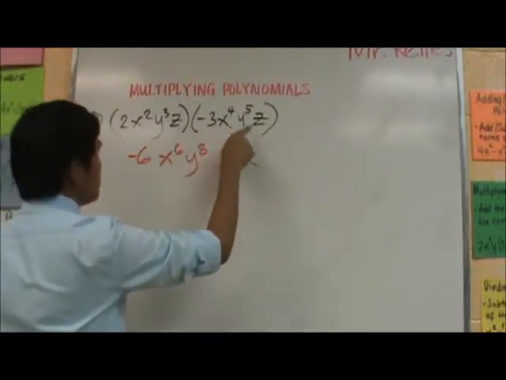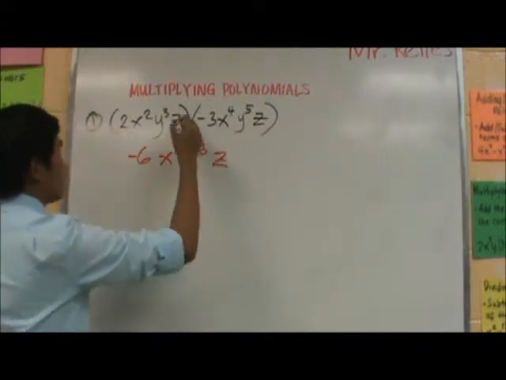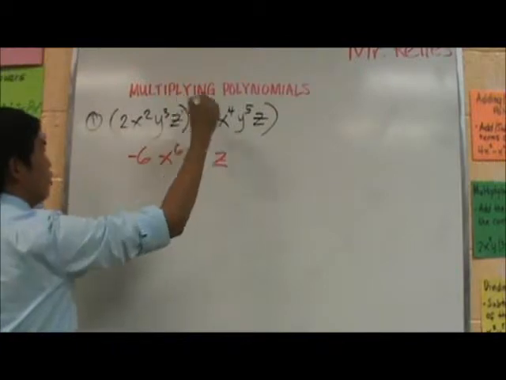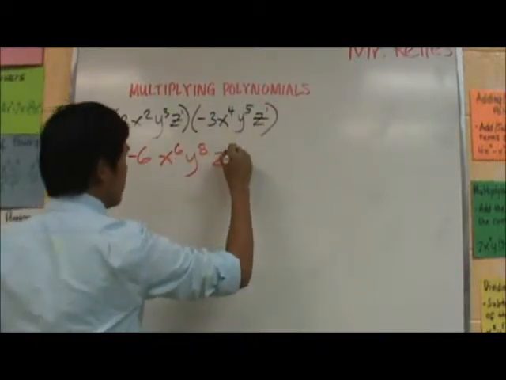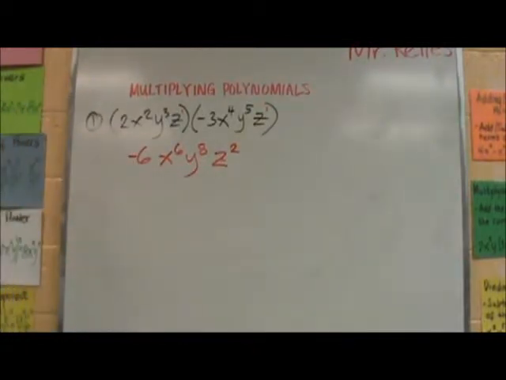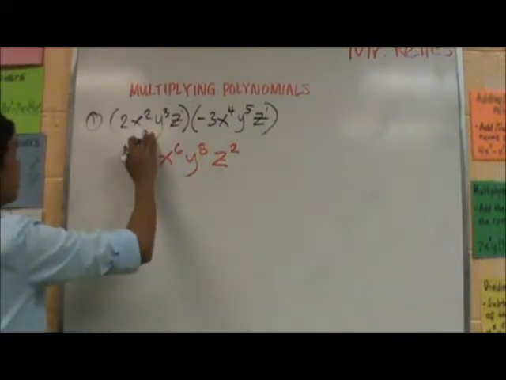And same thing with the z's. So z times z, you have to remember that z has an invisible 1 and the other has an invisible 1 also. So if you add them together, that will give you 2, and that will be the product of the monomials. Now, this is when you multiply monomial to monomial.